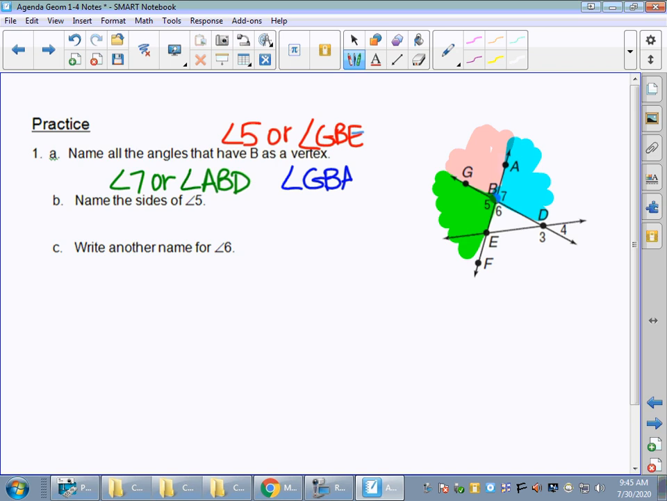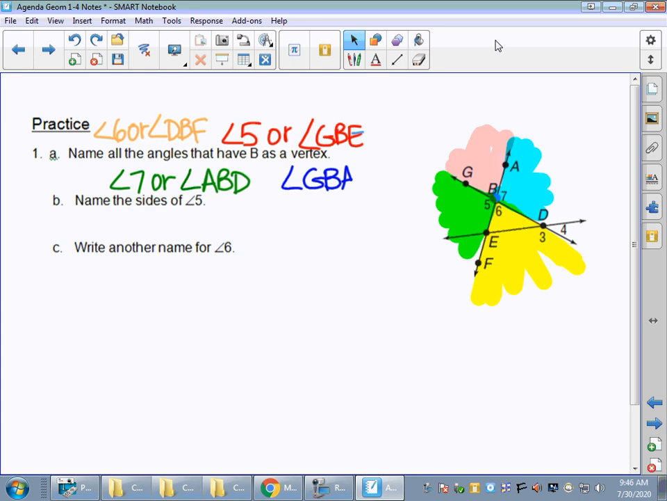And the last angle that has B as a vertex is the one that's unhighlighted. It is this guy right here. And it has an angle 6 if you were going to do that. Or perhaps you would call that angle DBF. If you called it DBE, you would also be correct. So 4 angles that have B as a vertex.